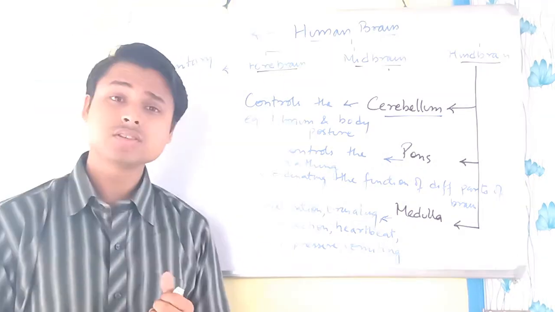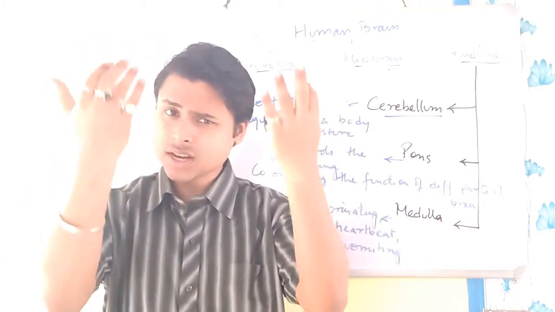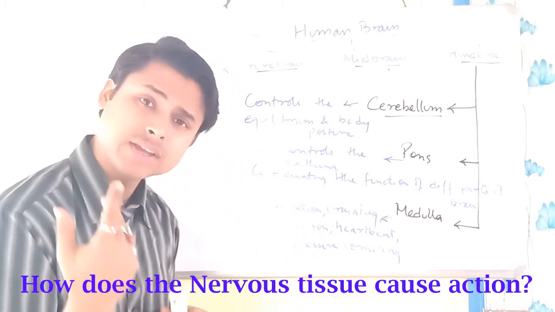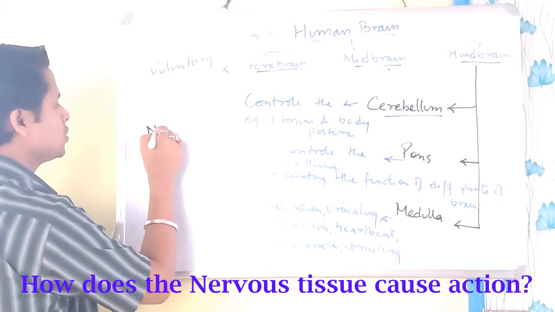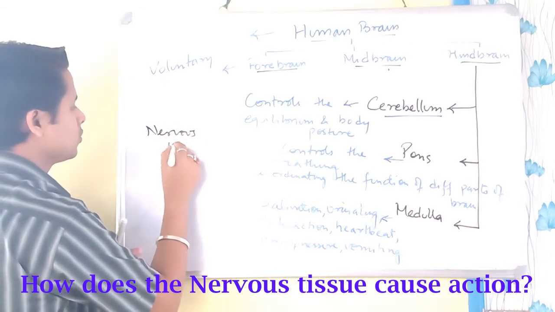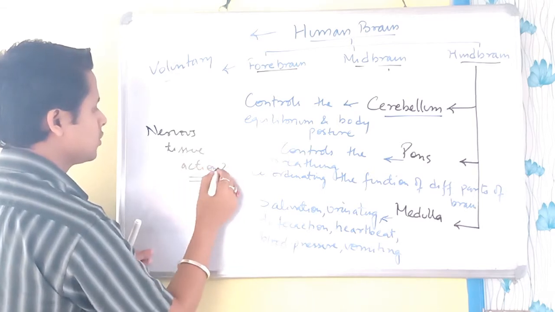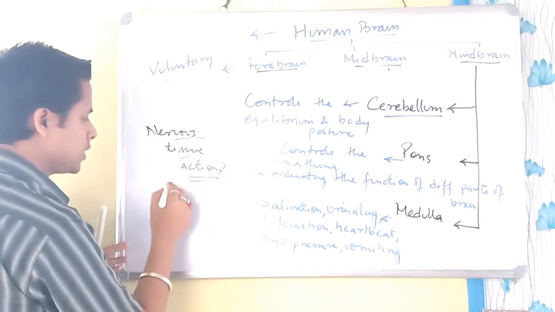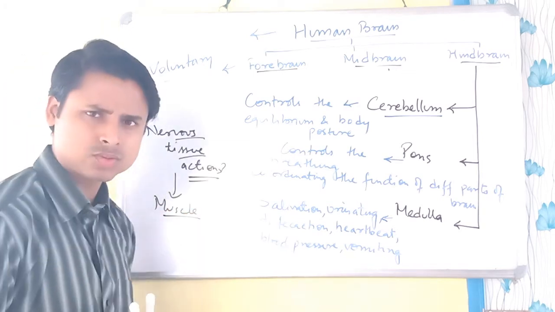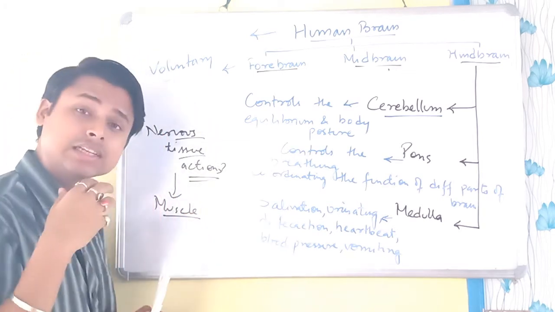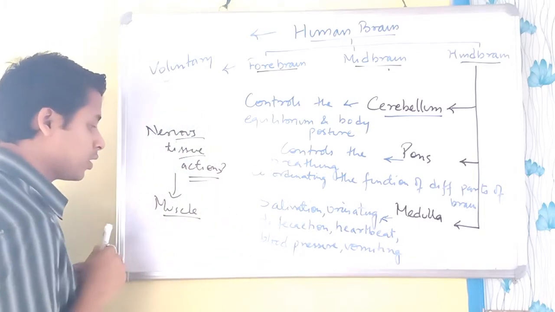Now what is happening? Nervous tissue, how it is doing the action. Whatever action, we have seen how it is receiving, how it is doing the action, right? So what it is doing, it is sending the information to the muscles. This is the next topic. So we are saying this information from nervous tissue is sent to the muscle, right?